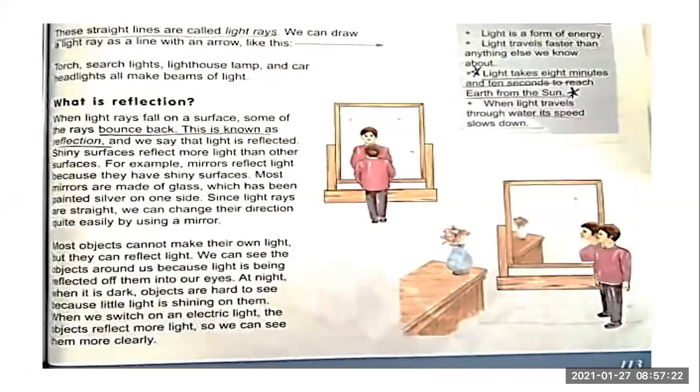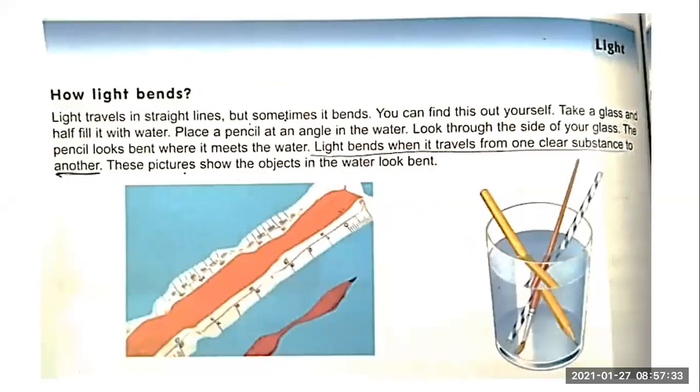Here is about reflection. The bouncing back of light is called reflection, okay? Then again, I told you that if you put the pencils, your brushes, in the glass of water, you'll find them bent. Why are they found bent? Because light bends its direction when it travels from one clear substance to another, okay?